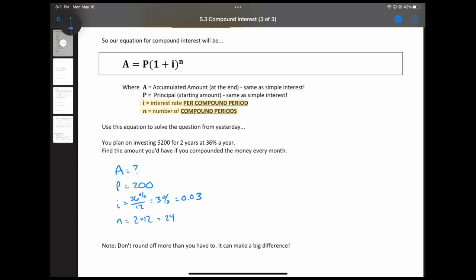So you'll notice that the annual interest rate was divided by 12, which is the number of compounds in a year, and n was the years times 12. So the interest rate got divided by 12, and the number of years got multiplied by 12. Now we just take A equals P times 1 plus i to the n, and that's 200 times 1.03 to the 24. And when I punch this into my calculator, remember BEDMAS says we have to do the exponent before the multiplication.